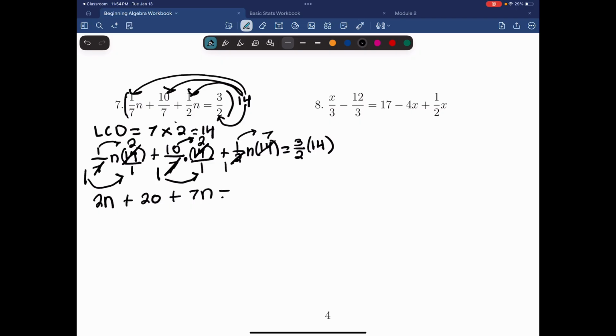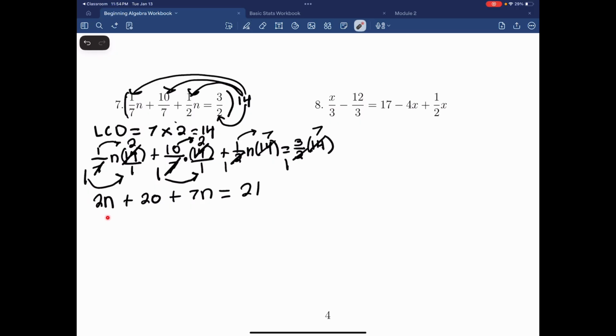Then I'm going to carry down this equal sign, and then we have 3 halves times 14. If I cross reduce, 2 divided by 2 is 1. 14 divided by 2 is 7. So we get 3 times 7, which is 21. And now that we have this linear equation at this point, I encourage you to pause the video and solve for n from here. And assuming you have solved for n, let's go through it.